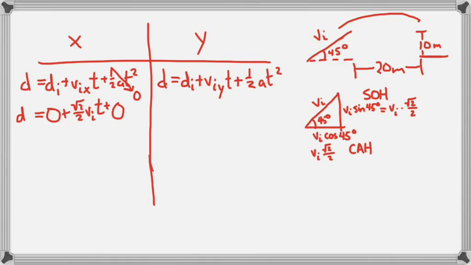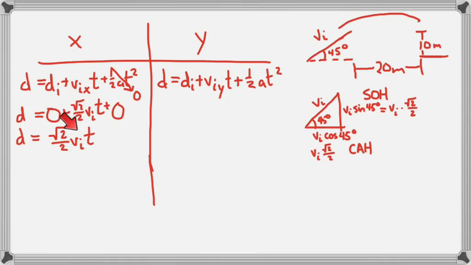And what we are left with is just d equals root 2 over 2 v sub I times t. All right, now I have something here with 3 different variables, so let's see what additional information I can plug into here, either for d, for v sub I, and for t.